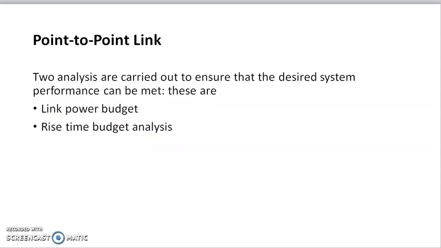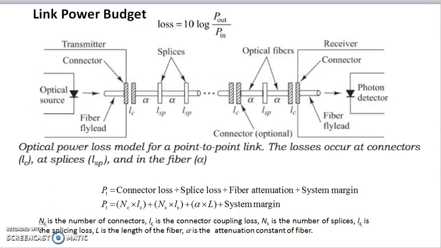Now we consider the link, and this link has two desired parameters we consider, that is, what type of source we have and what type of detector. In this case, for the performance of a system, we should know the link power budget and a rise time budget analysis. In the link power budget analysis, we should know what is the input power and what is the output power. So that's why we find out what is the total loss.